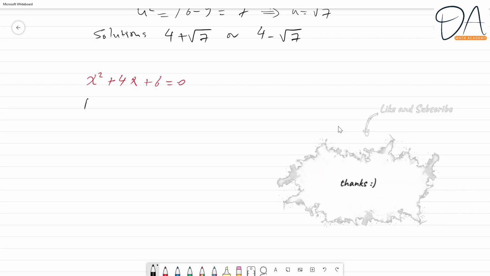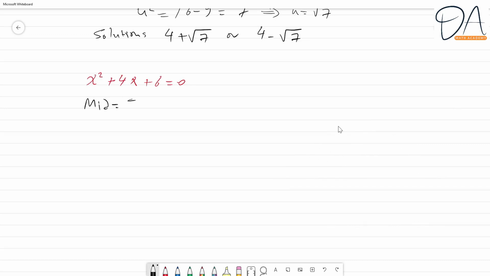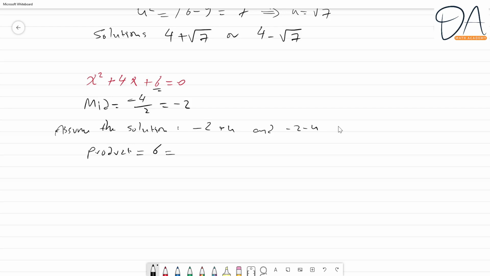Similarly, the midpoint will be minus 4 by 2, which is minus 2. And then again, assume the solution is midpoint plus u and midpoint minus u. We know again the product is the constant, so it will equal c. And the product, again, we can get by multiplying these, so it will be minus 2 plus u times minus 2 minus u.